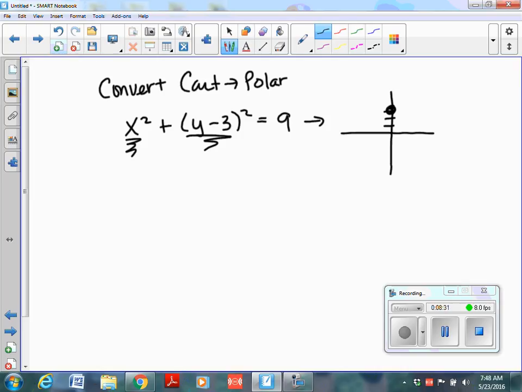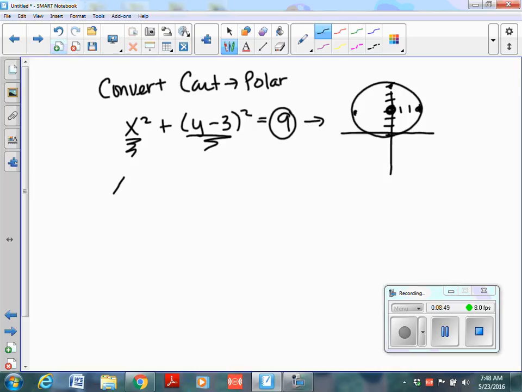You learned this in trig. You also learned it in college algebra. The radius of the circle is the square root of 9, which is 3. So you're going to go out 3, up 3, left 3, right 3. This is what the picture looks like in Cartesian. Now I want to show you how to change this into polar.